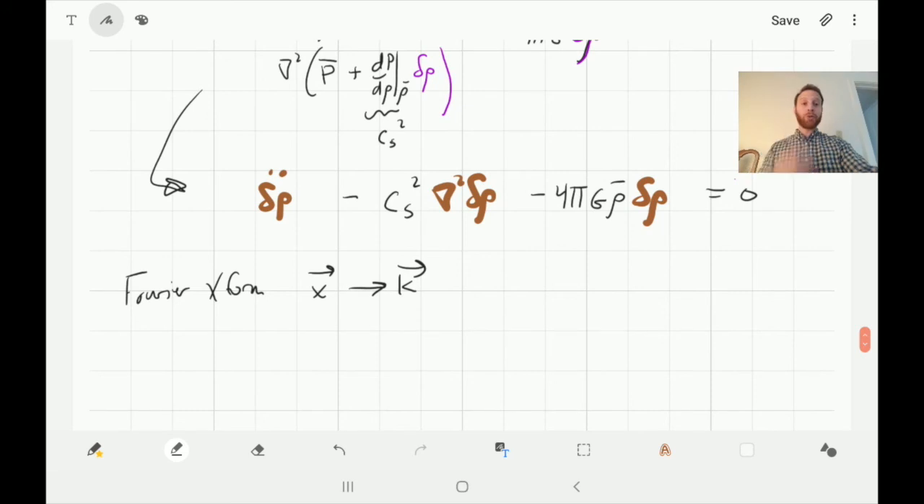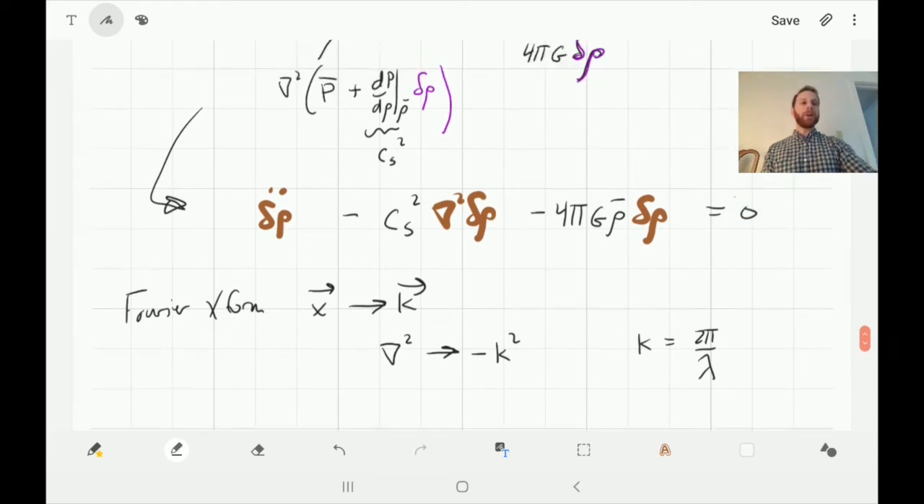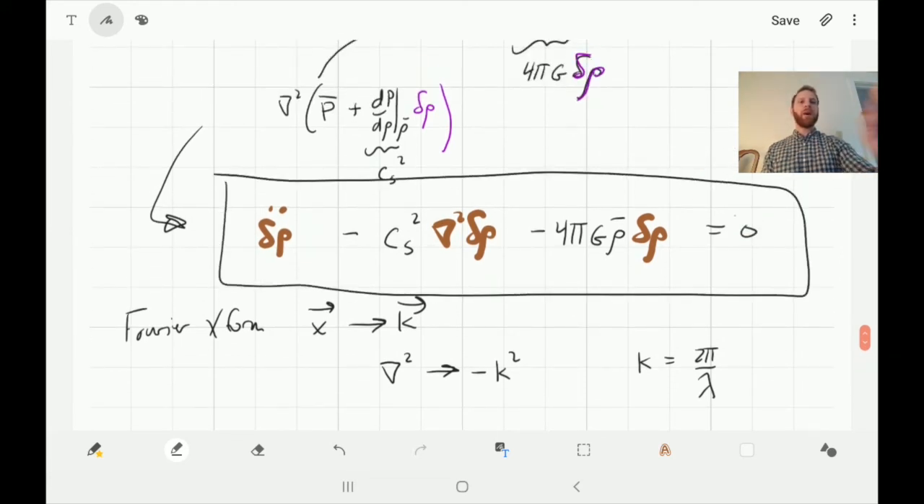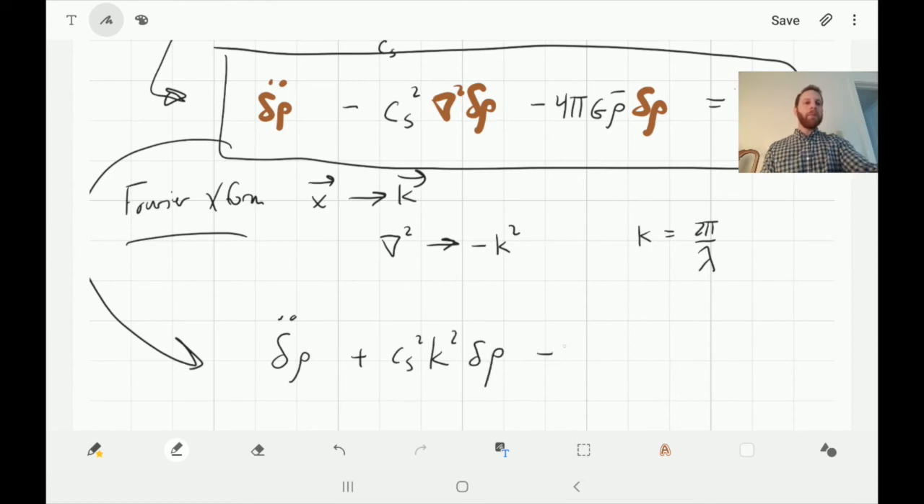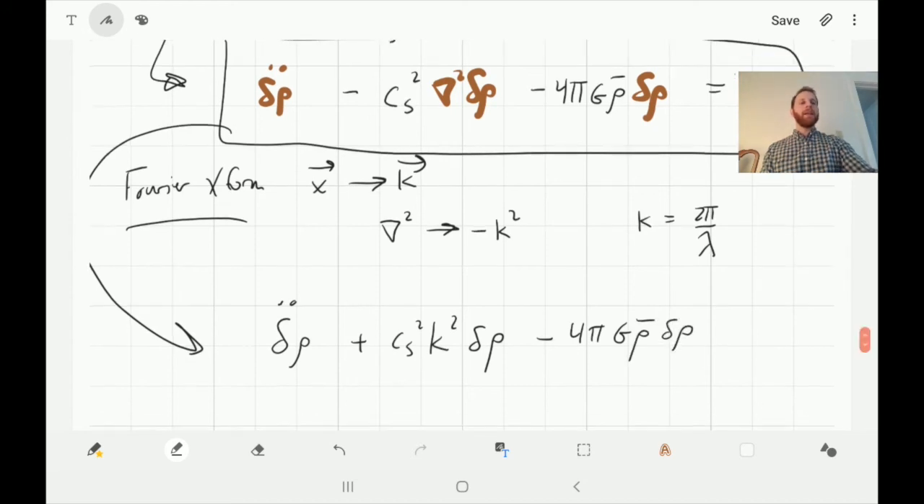What happens when you do a Fourier transform? If you've done enough of these, you realize that the Laplacian turns into a minus k squared, where k is simply equal to 2 pi over the wavelength of the waves that you're analyzing. Okay, so in the Fourier transform of this nice equation that I'll box, this turns into delta rho double dot, plus c_s squared k squared times delta rho, and then minus 4 pi G rho bar delta rho equal to 0.